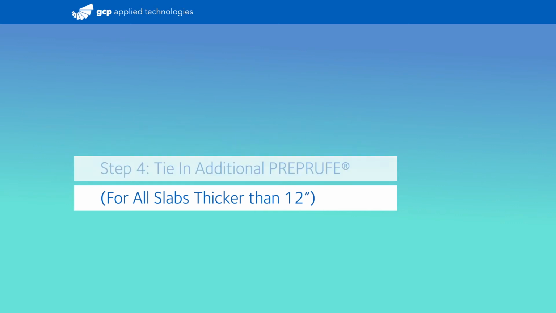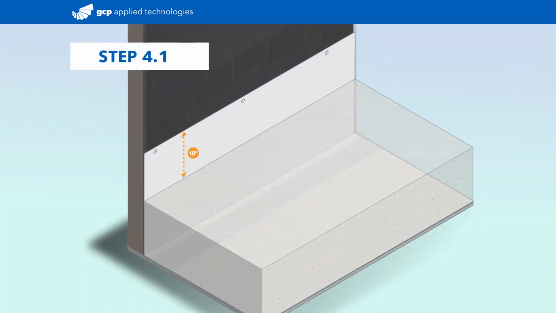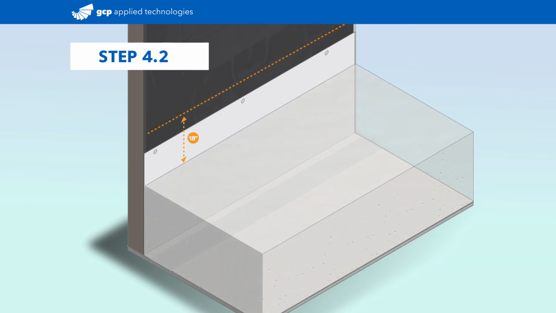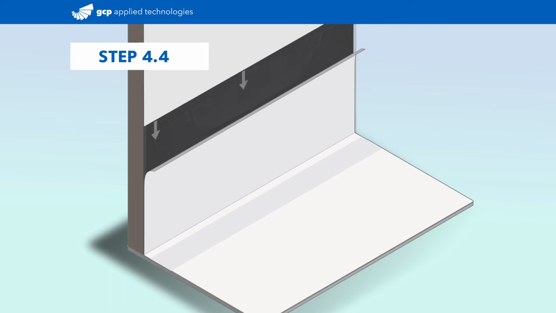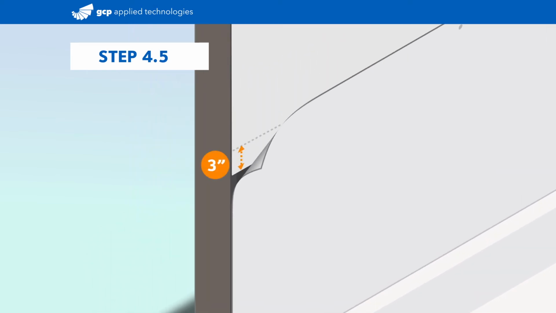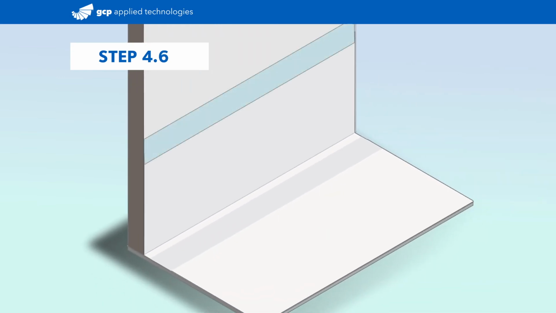The pre-proof membrane must extend 18 inches beyond the top of the slab, so any slab thicker than 12 inches will require additional sheets of pre-proof. Remove the temporary fasteners from the first sheet. Place the second sheet behind the first, overlapping the second by at least 3 inches. Tape the seam using pre-proof CJ tape. Remove the release liner and roll. Repeat the process until the entire area is covered.